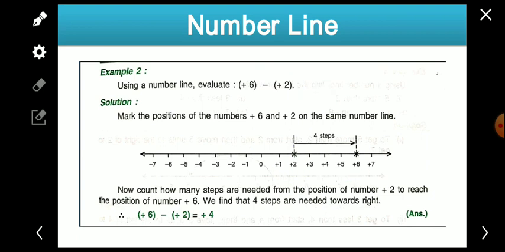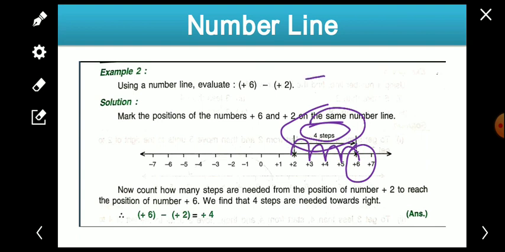So we will count the number of steps. We will move towards the right. From the second number, 2, we will start moving towards the first number. So how many steps are there? Let me show you: 1, 2, 3 and 4. So we have reached the first number, and it has taken 4 steps. So 4 will be the answer. Plus 6 minus plus 2 will be 4.